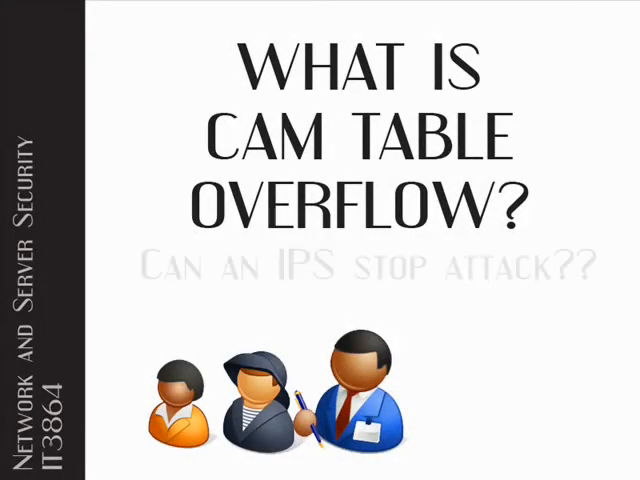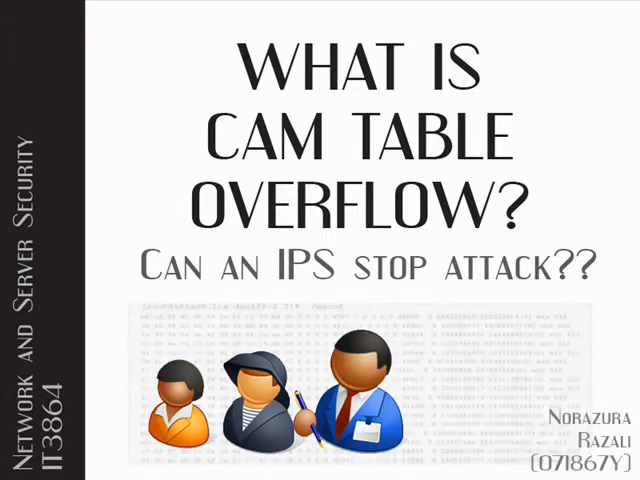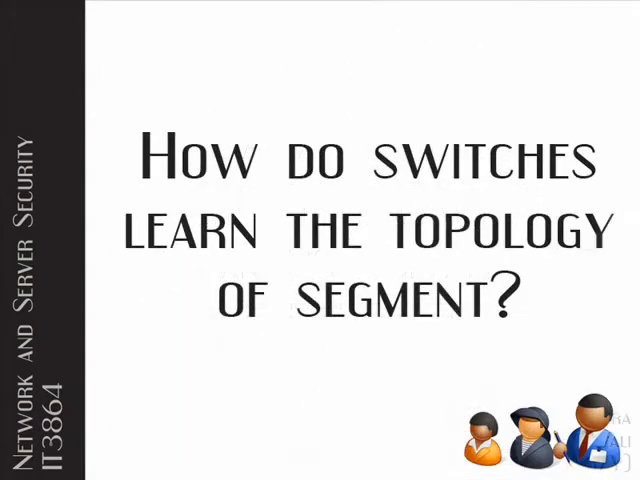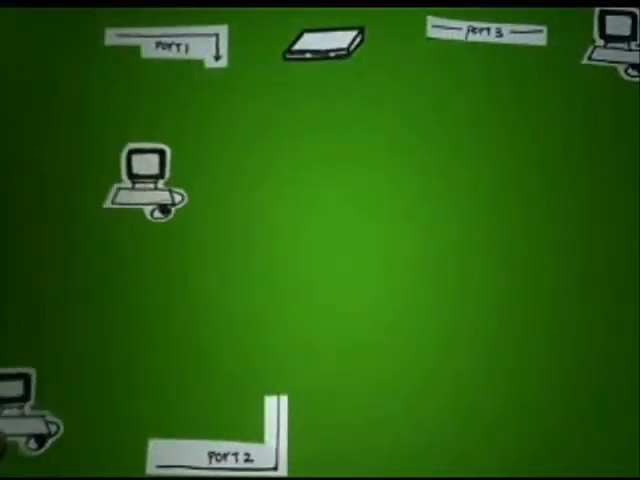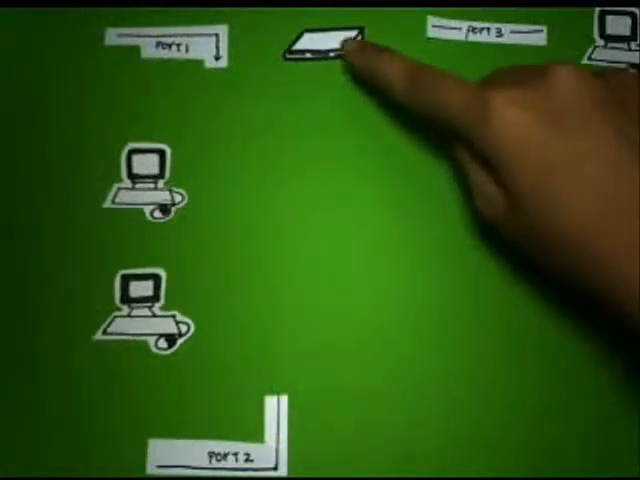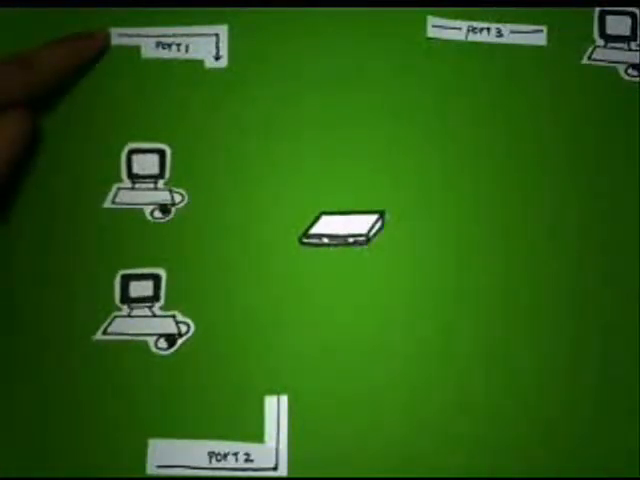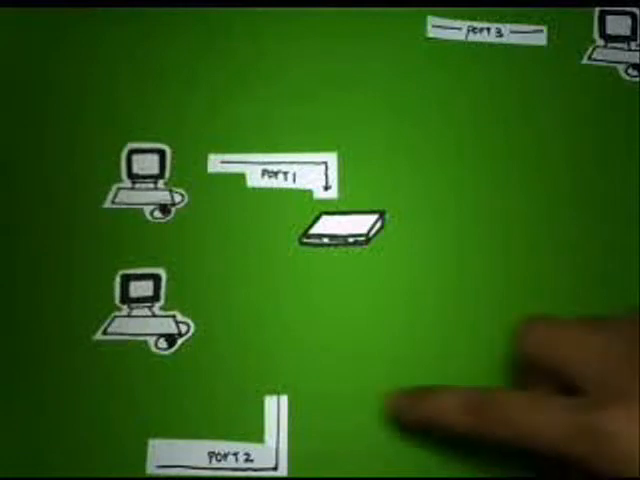The topic that I'd like to talk about is what is CAM table overflow, and can IPS stop the attack? But before proceeding, we have to understand how the switches learn the topology of a segment. This is computer 1 and computer 2, and these two computers are connected to a switch via port 1 and port 2 respectively.